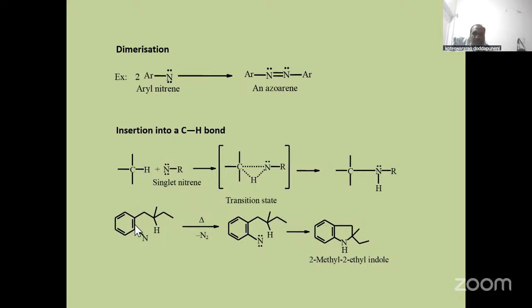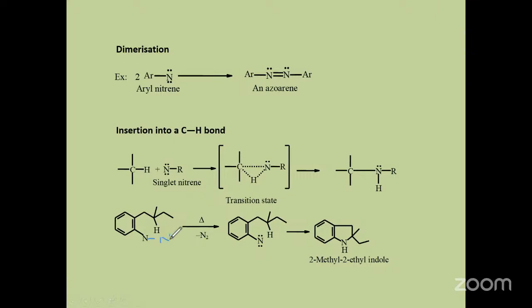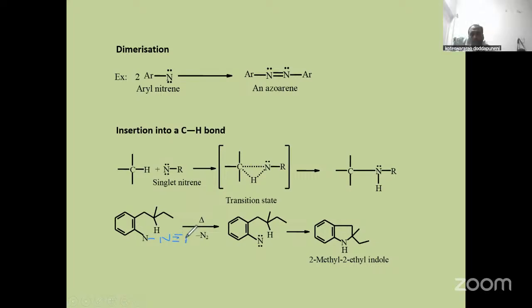Now this is the azide again. On heating, N2 is eliminated as nitrogen gas that leads to formation of a nitrene intermediate. This nitrogen, N triple bond N, on heating is eliminated from here. Then it leads to the formation of aryl nitrene.